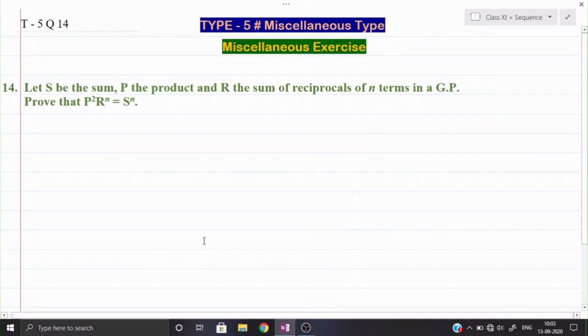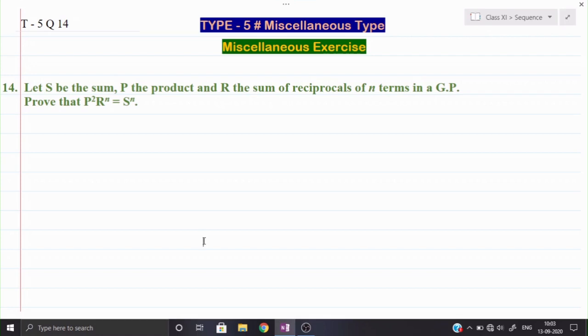Yes, the question is given as: let S be the sum, P be the product and R be the sum of the reciprocals of n terms of a GP. Prove that P square into R to the power n is equal to S to the power n. That we have to prove here. First of all, we shall calculate the values of S, P and R.